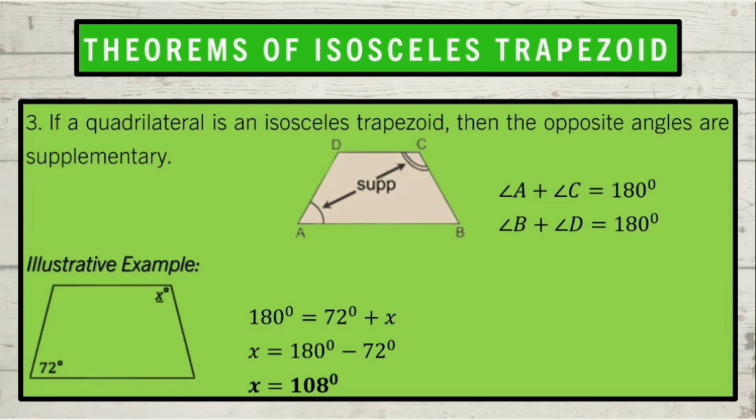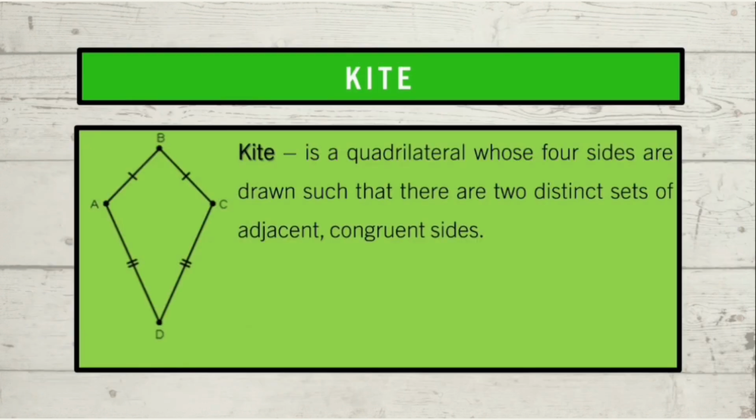Number 1, if a quadrilateral is an isosceles trapezoid, then its base angles are congruent. Number 2, if a quadrilateral is an isosceles trapezoid, then the diagonals are congruent. And number 3, if a quadrilateral is an isosceles trapezoid, then the opposite angles are supplementary. Let us now proceed to kites.